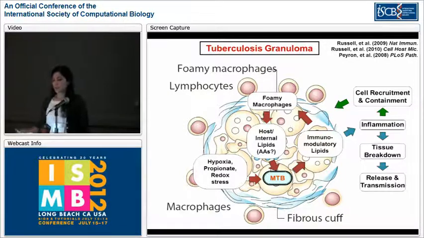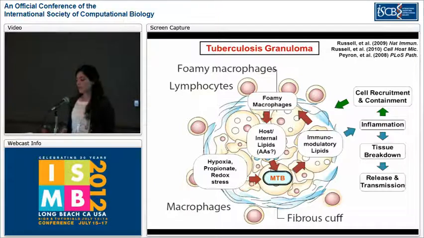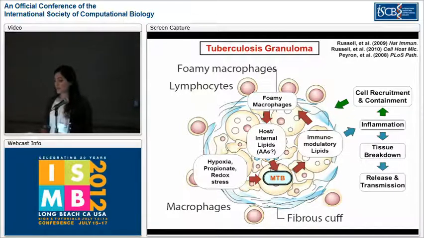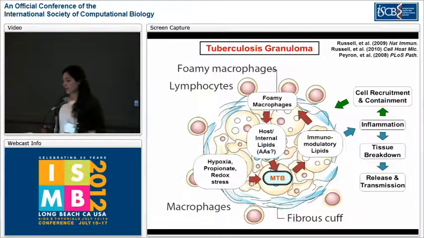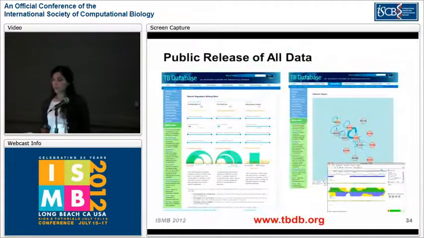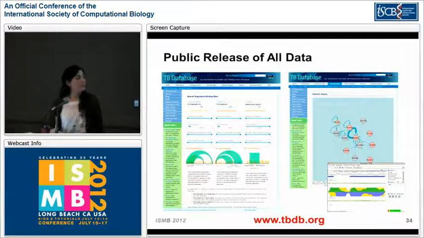But of course, these are just initial interpretations based on a quarter of the MTB regulators, and we are currently extending that to the entire 180 regulators. But the systems-wide nature of this data in general gives the opportunity for further investigation and more targeted experiments. Given that, we have released all of our data for public access on TBDB.